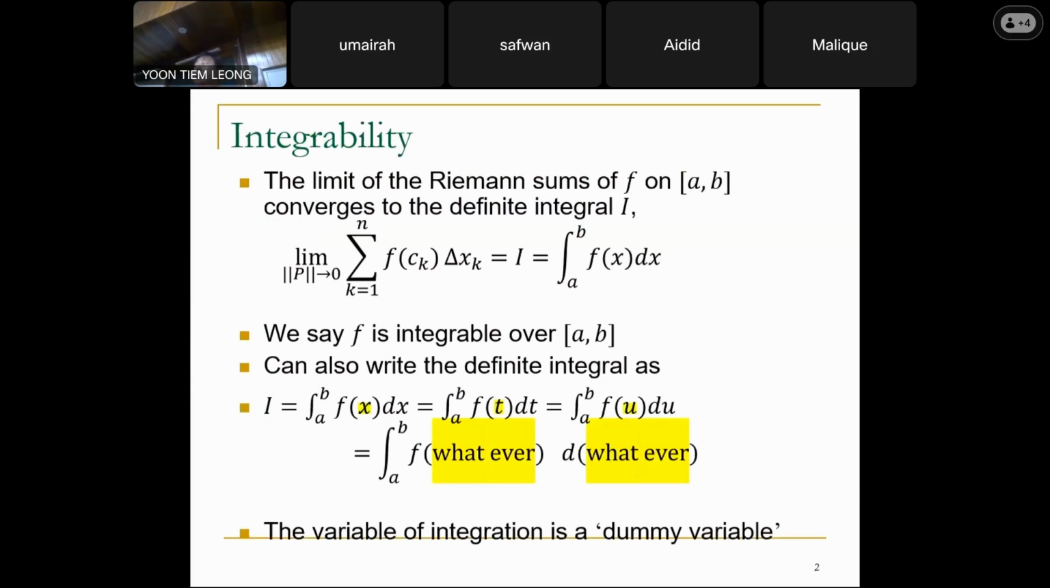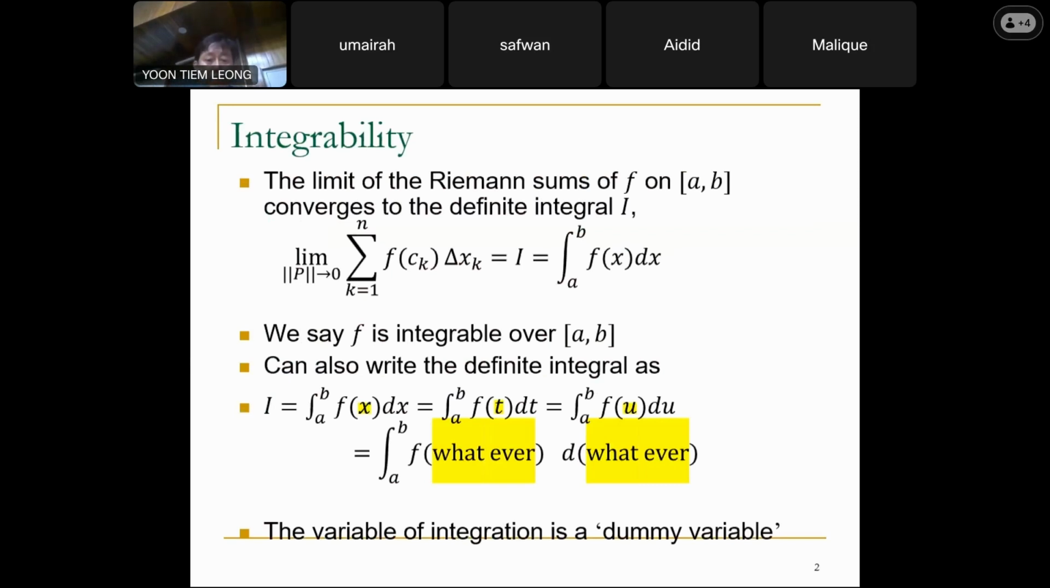Okay, this is just a definition of the term integrability. Let me say it again. If you have a function over an interval, you calculate its Riemann sum using the painstaking way I mentioned just now. If the limit of the Riemann sum exists, then you say that function is integrable within that interval.